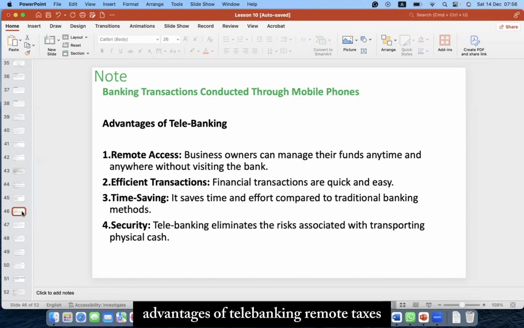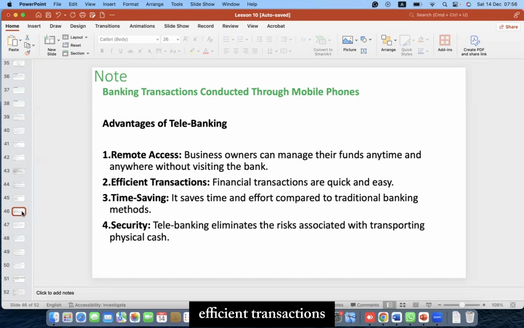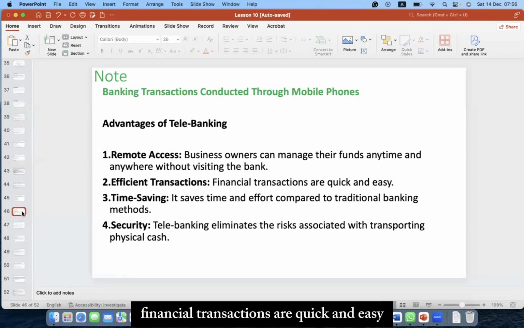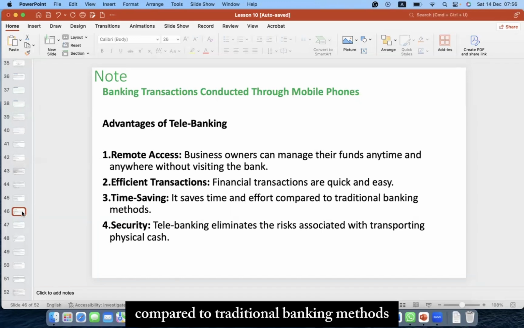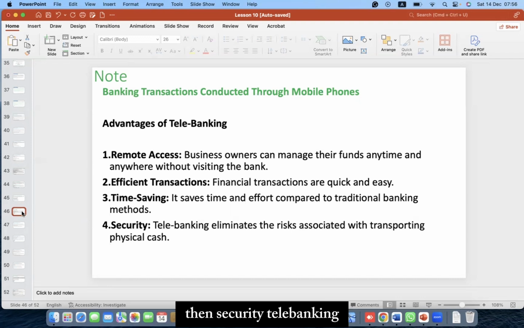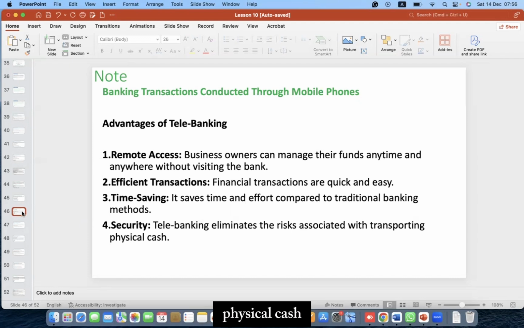Advantages of telebanking: remote access. Business owners can manage their funds anytime and anywhere without visiting the bank. Efficient transactions. Financial transactions are quick and easy. Time saving. It saves time and effort compared to traditional banking methods. Then security. Telebanking eliminates the risk associated with transporting physical cash. Okay, you can quickly write this.